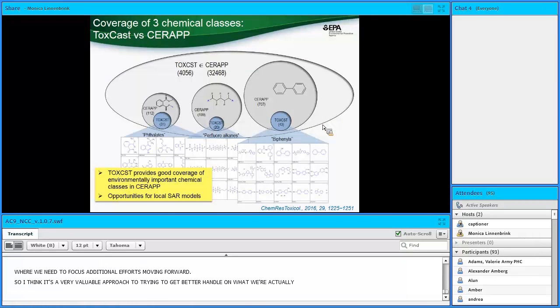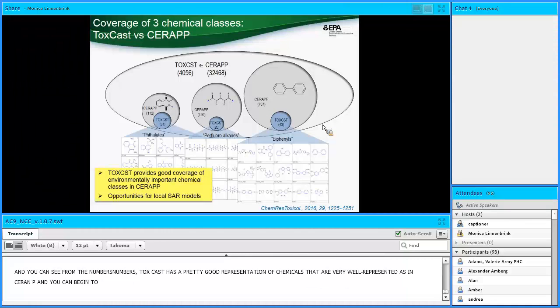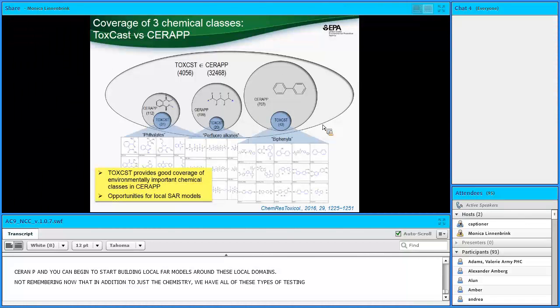Another thing we can do is additionally look at where we have good coverage. Here I'm looking at ToxCast versus SARAP for three high-interest, well-known types of subsets: phthalates, perfluorinated compounds, alkanes, and some biphenyls. And you can see from the numbers, ToxCast has a pretty good representation of chemicals that are very well represented in SARAP. And you could begin to start thinking of building local SAR models around these local domains. Remembering now that in addition to just the chemistry, we have all of this high throughput testing data for chemicals within these ToxCast domains. So this becomes a very powerful approach.